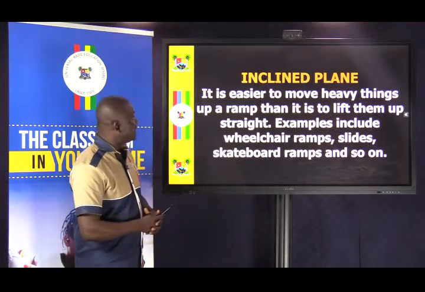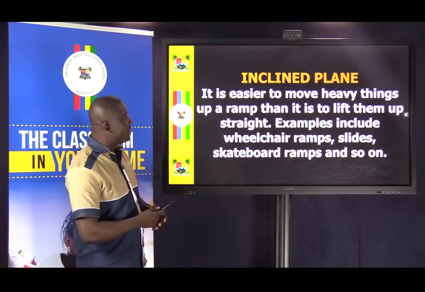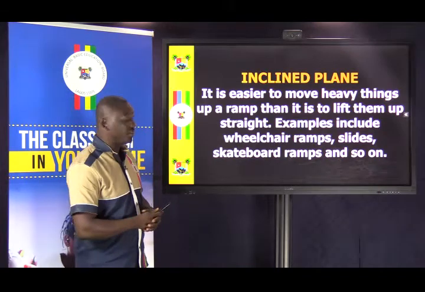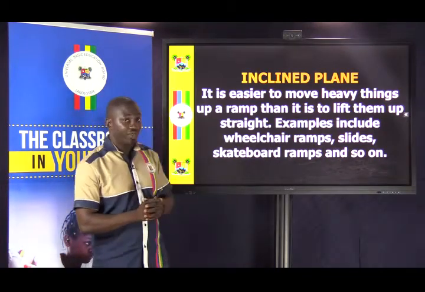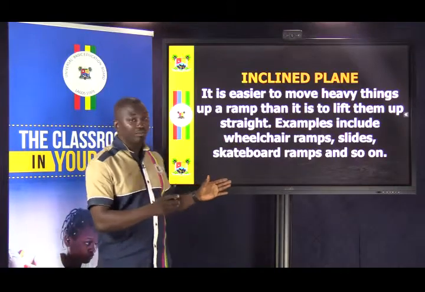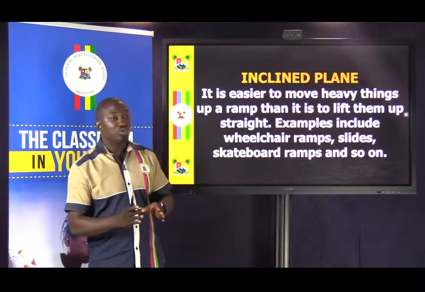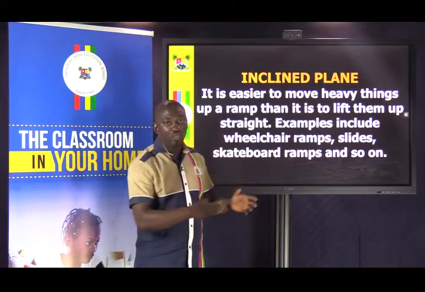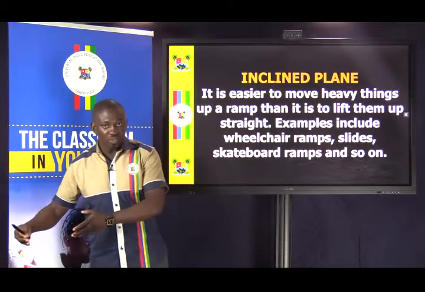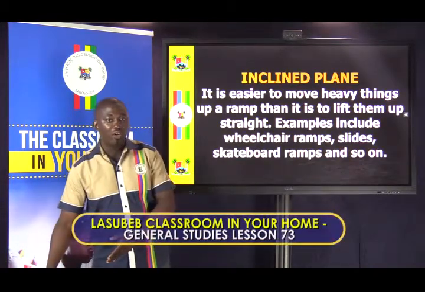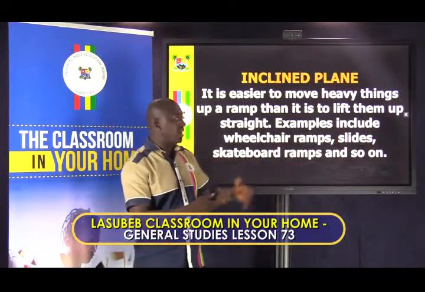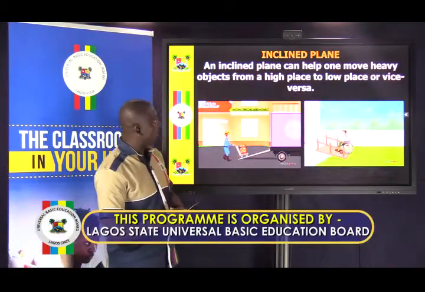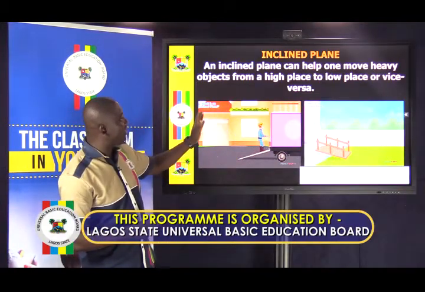Okay, inclined plane. It is easier to move heavy things up a ramp than it is to lift them straight. Okay, and what are examples of inclined plane? Let me quickly give you this illustration of inclined plane. Inclined planes are those simple machines that we use to offload heavy objects from a particular place to a lower region, or to take heavy objects from a lower region to a higher region. Don't worry, you will understand more by the time I explain this. Now, an inclined plane can help one move heavy objects from a higher place to a lower place.